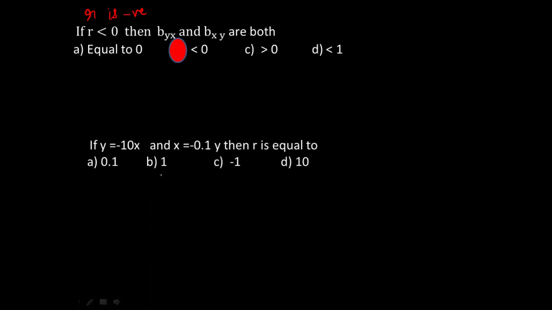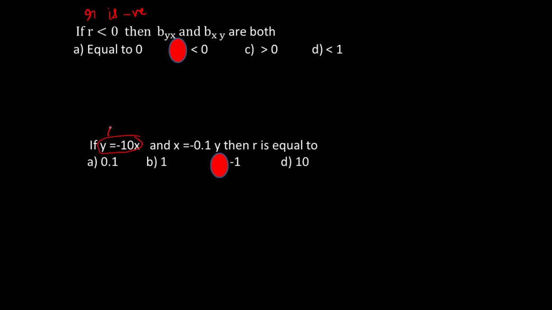It is given that y is equal to minus 10x, and x is equal to minus 0.1 times y. What is this? What does this represent?